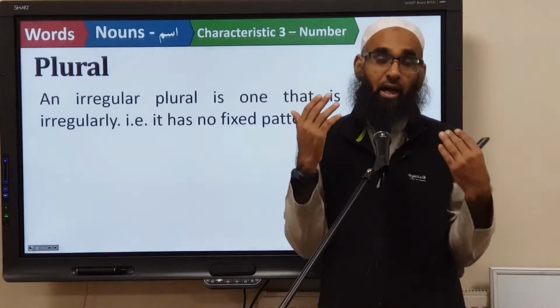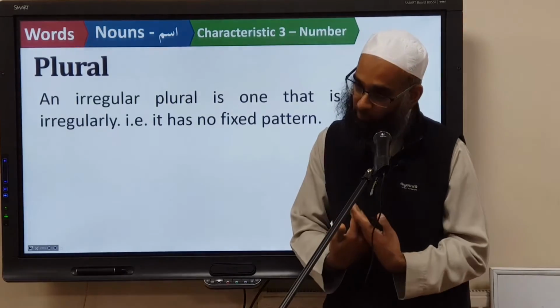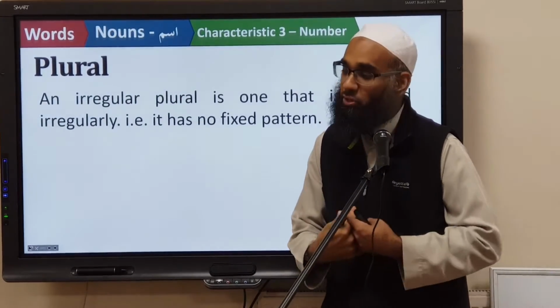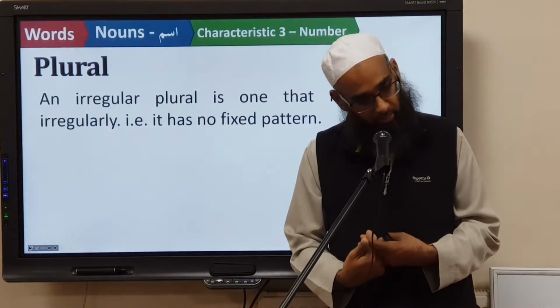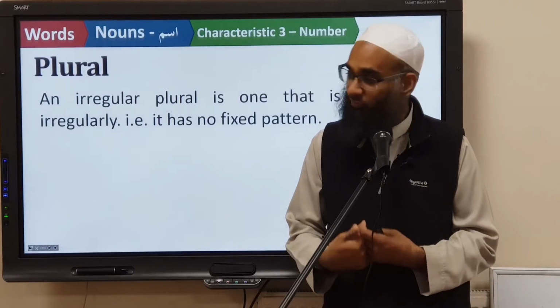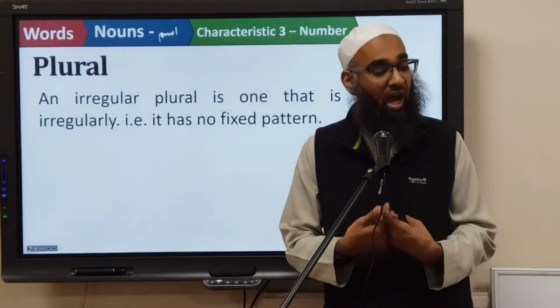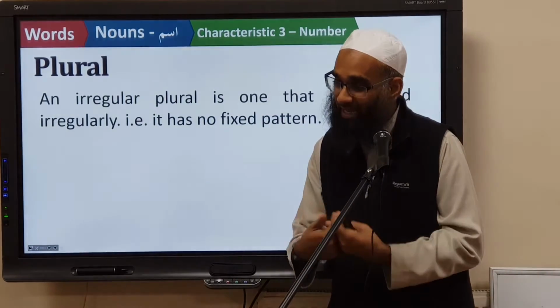So what we're saying here is that in Arabic, there are some words that don't have any pattern. For example, Muslimun becomes Muslimuna, Muslimatun becomes Muslimatun, and they follow a rule. We can easily make it. You don't have to learn anything. But some plurals don't have a fixed pattern. You just have to memorize that this word has this plural.